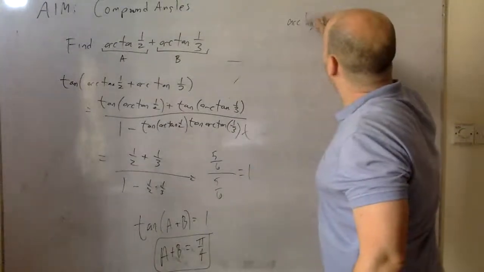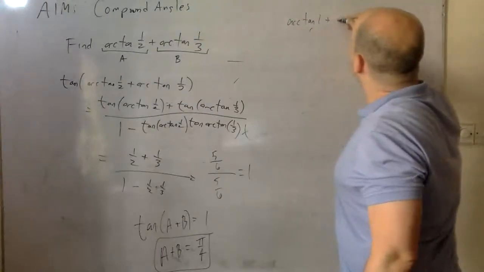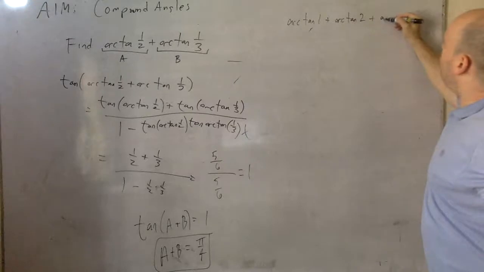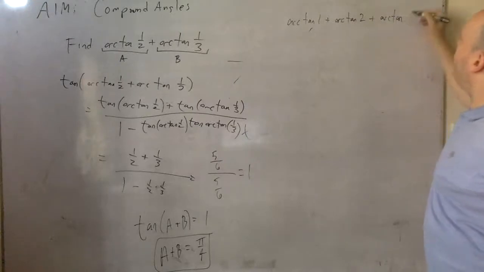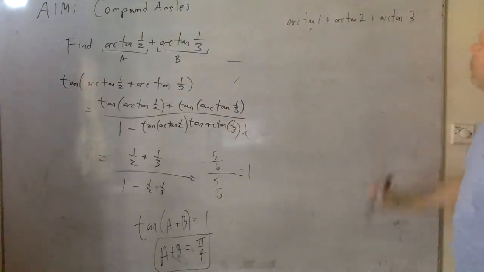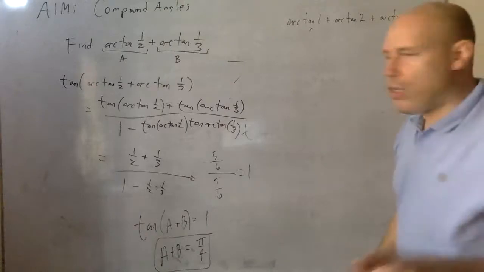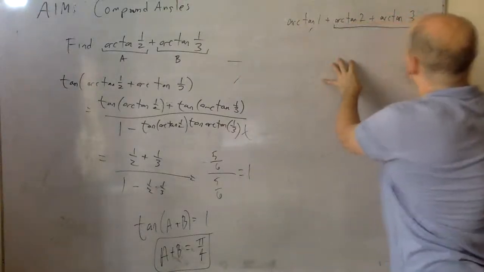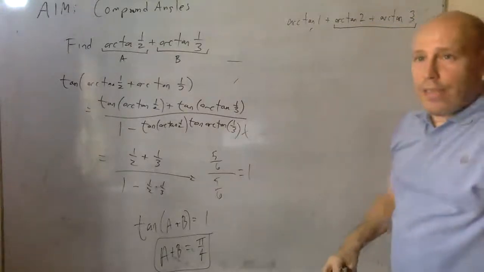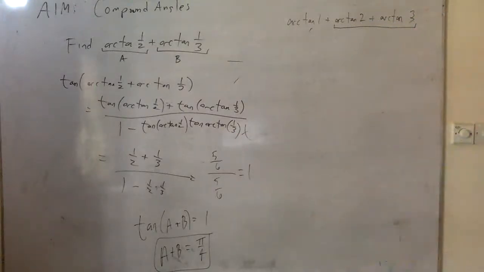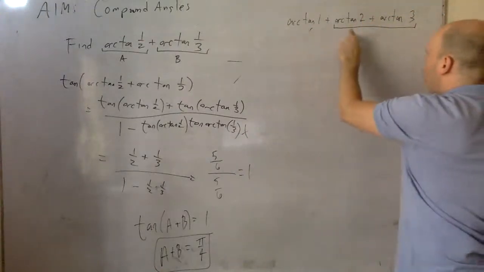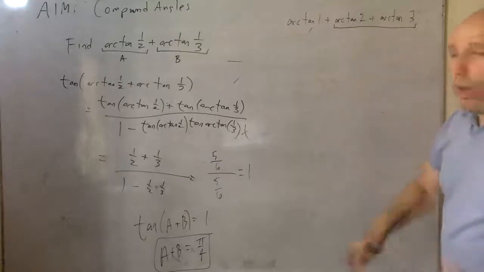Let's see. I want you to tell me what the arctan of 1 plus the arctan of 2 plus the arctan of 3 is equal to. I'm going to give you a hint. I'll give you a second. You can pause the video. So what is the arctan of 1 plus the arctan of 2 plus the arctan of 3?